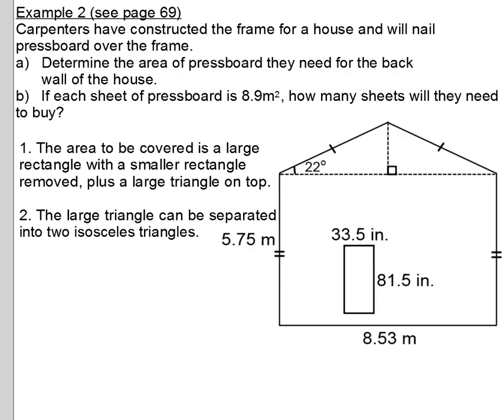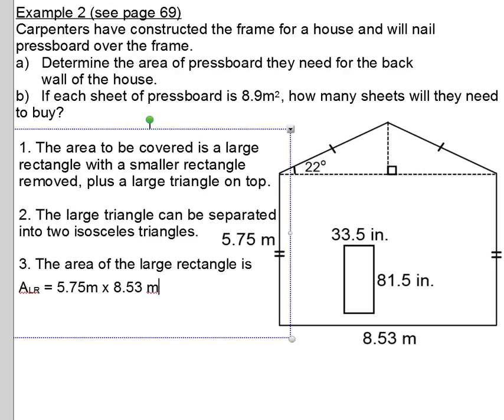First thing I would recognize with this problem is that the overall area to be covered is a large rectangle with a smaller rectangle removed, plus a large triangle on top. Step 2 would be to recognize that that large triangle is probably best separated into two isosceles triangles, because we need to find the height of that large triangle. So we will have to divide the full width by 2, and so the 8.53 is going to be cut in half to give the base length of the smaller isosceles triangles.